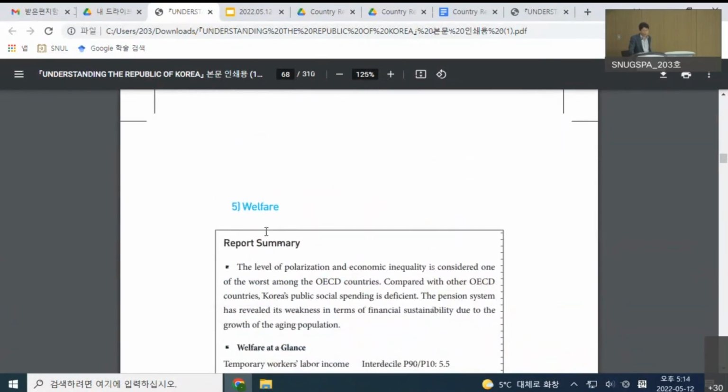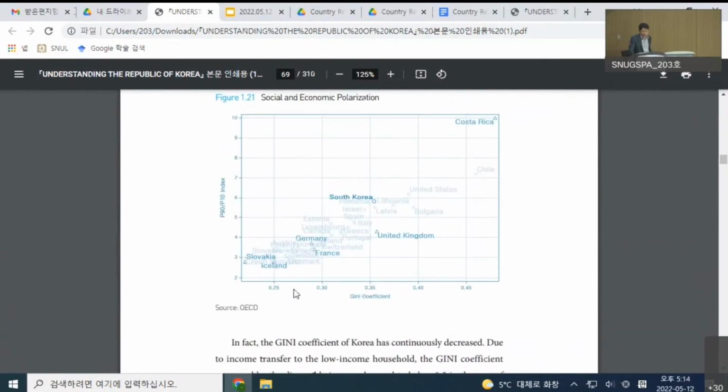The welfare system. Korean society is very interesting because many Koreans criticize themselves, saying that Korean society is very unfair. And if we look at this social economic polarization, this is the Gini coefficient.